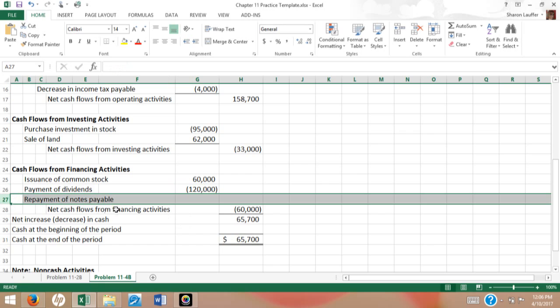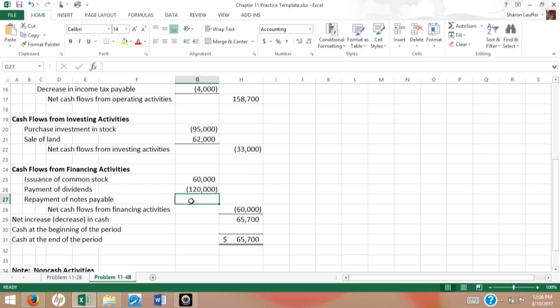And then on my template, I have a repayment of notes payable. We don't actually have that in this particular problem. I believe in your homework you do have a repayment of notes payable. So if you're paying money for a debt that you have, you're paying cash for that, that's going to be a cash outflow. So you would subtract that repayment amount here, but we don't have one in this particular problem. So then you're going to total those things up. So we have net cash flows from financing activities of a minus $60,000, which indicates that we had actually used more cash in financing than we gained in cash in financing.